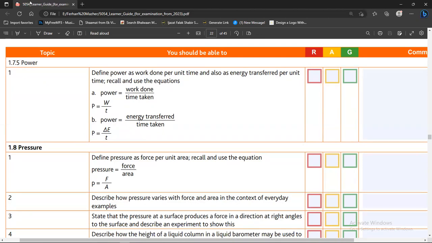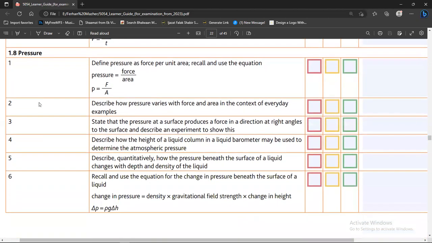The next topic is pressure. Define pressure as force per unit area. Recall and use the equation for pressure: pressure is equal to force divided by area. P = F/A. Describe how pressure varies with force and area in the context of everyday examples. State that the pressure at a surface produces a force in a direction at right angles to the surface, and describe an experiment to show this.